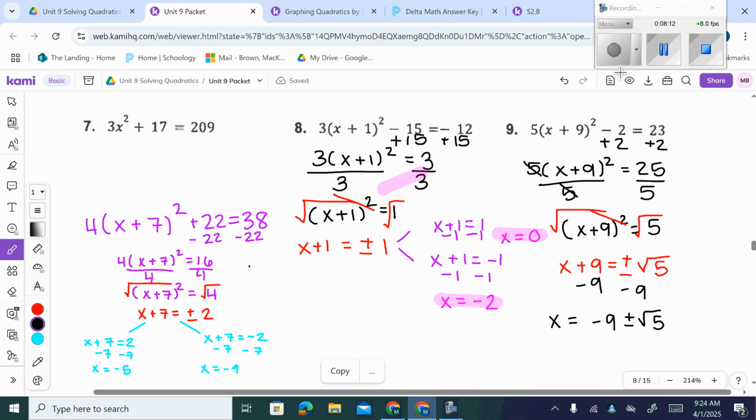Yes, Delilah? Why did I not square root the 9? I did square root this, but it just cancels out this right here. That's what's canceling out. Does that make sense? The squared and the square root are canceling. All right, so how many answers is this technically? 2. One is -9 plus the square root of 5, and one is -9 minus the square root of 5. Okay? All right, flip over to number 10.